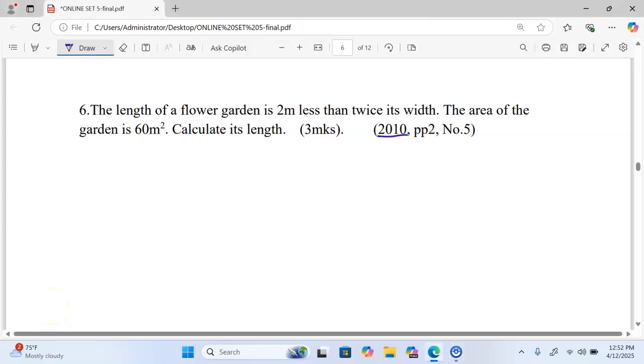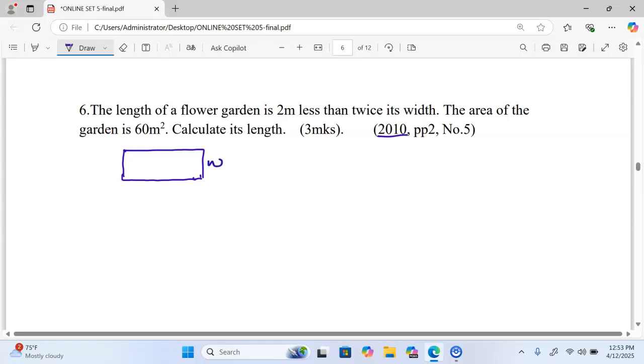We are looking at KCSE 2010 Paper 2 Question 5, and the question reads: the length of a flower garden is 2 meters less than twice its width. The area of the garden is 60 meters square. Calculate its length. We can start by drawing the shape of the flower garden.